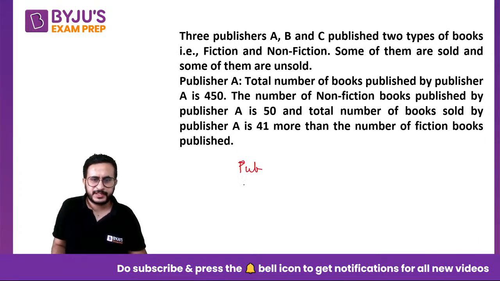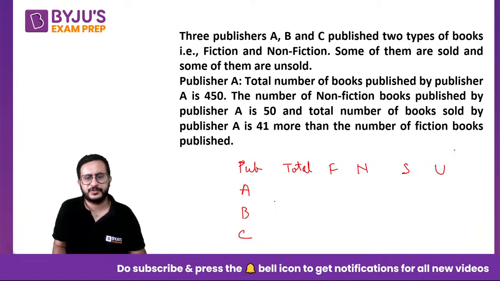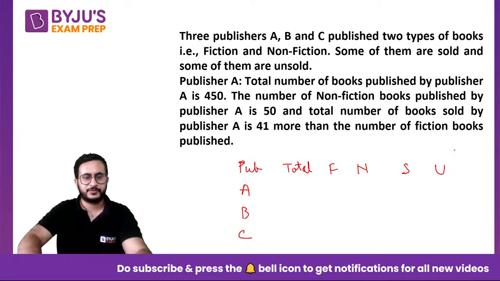You can make publisher A, B, C, and then you can just write the total books, then fiction, non-fiction, and sold, unsold. Let us calculate for A. Once we've calculated for A, then we will calculate for B and C also, and then answer it.